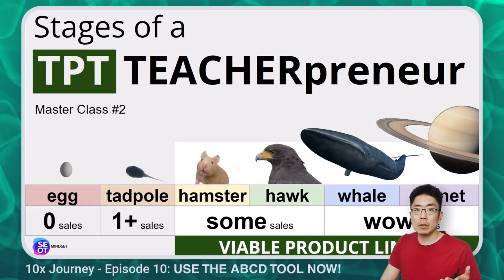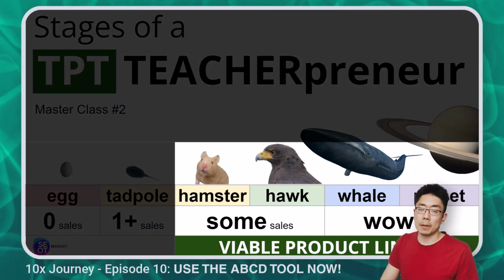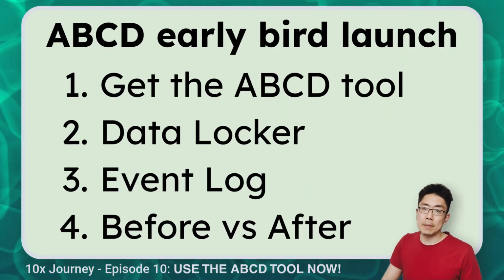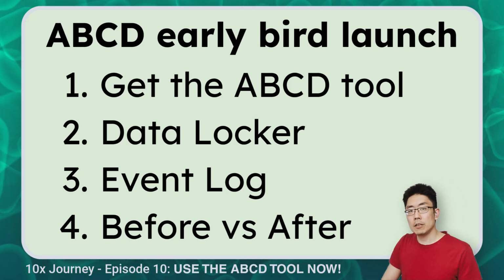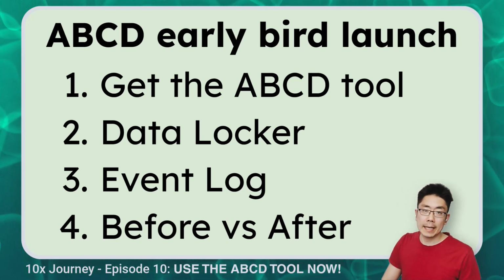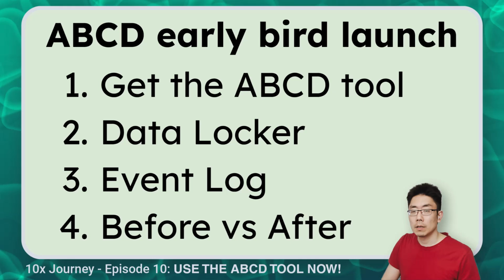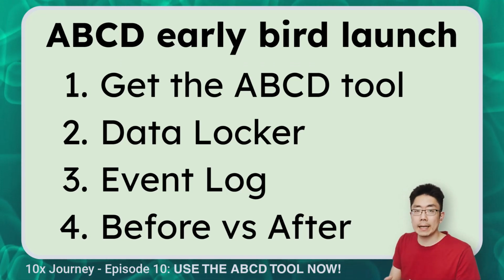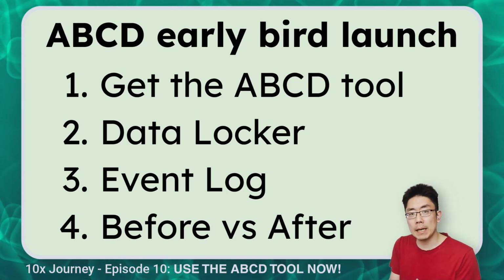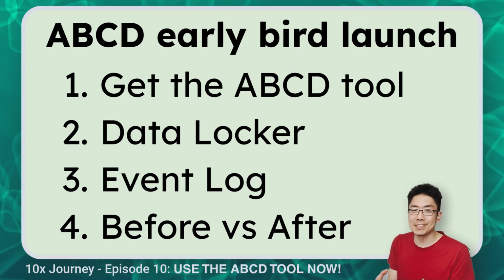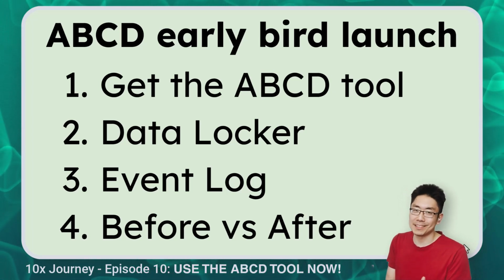This episode is for TPT hamsters and above. I'm going to explain how to get the ABCD tool today. You're going to have to use the data locker. I'm going to show you how to get the event log tool that I use. And then I'm going to play with data to try to figure out if the changes I'm making on my formerly best-selling resource is actually improving things or making things worse.